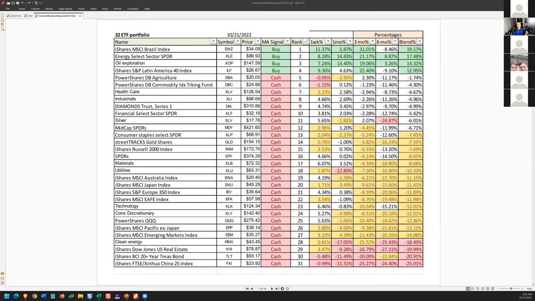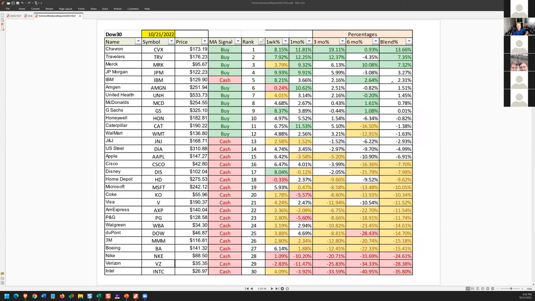In the ETF 32 portfolio, Brazil gets added in, and you can see that when Latin America does good, it's not unusual to see Brazil do better. We made that call earlier this week and have been enjoying that move ever since. In the Dow, there's energy, pharmaceuticals, finance, and tech. So there's an eclectic mix of things that we're working this week.